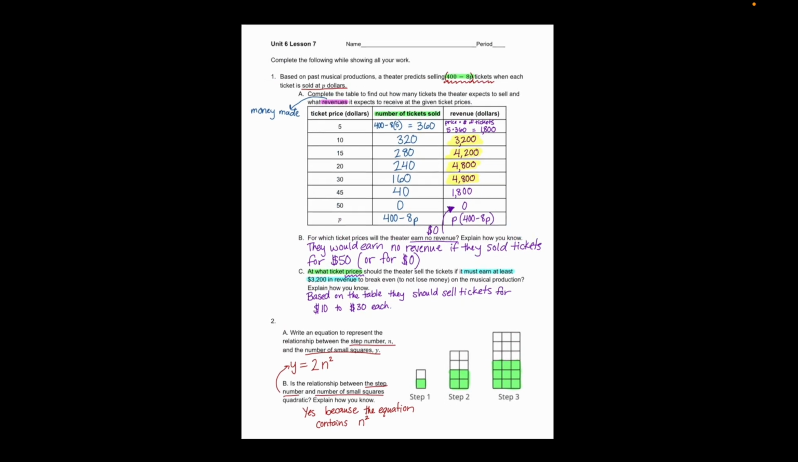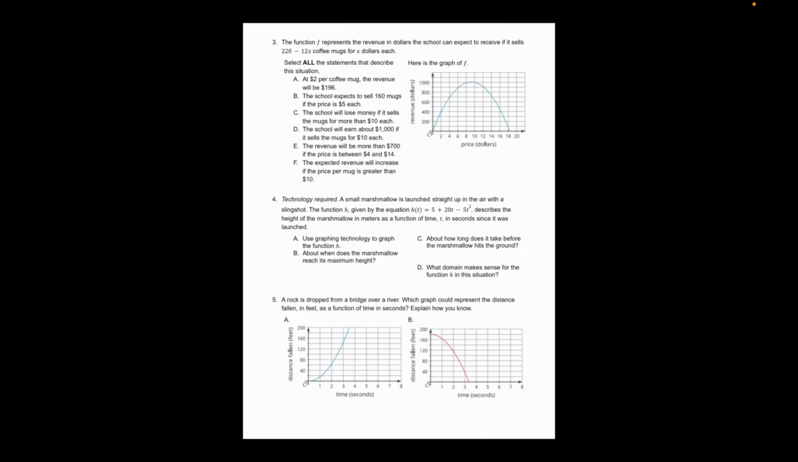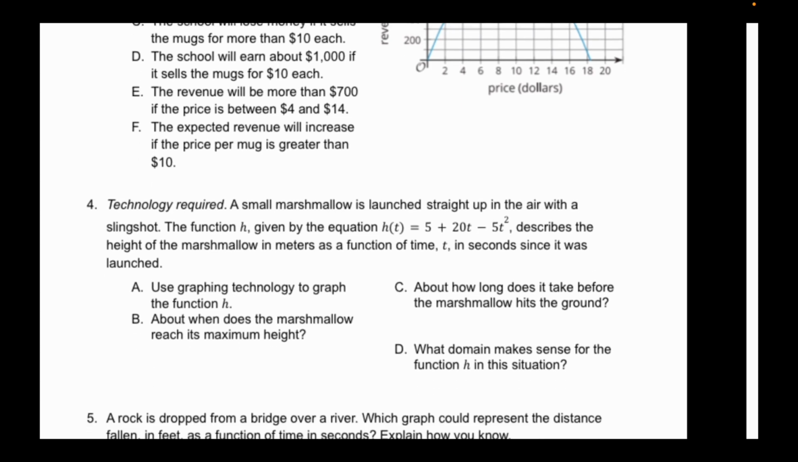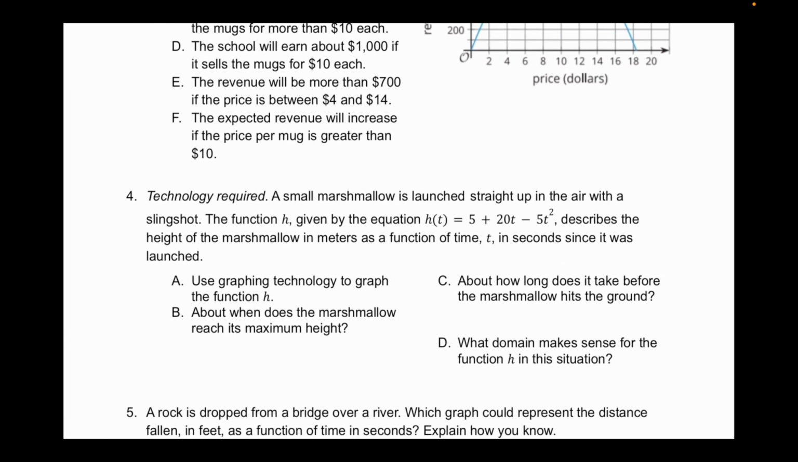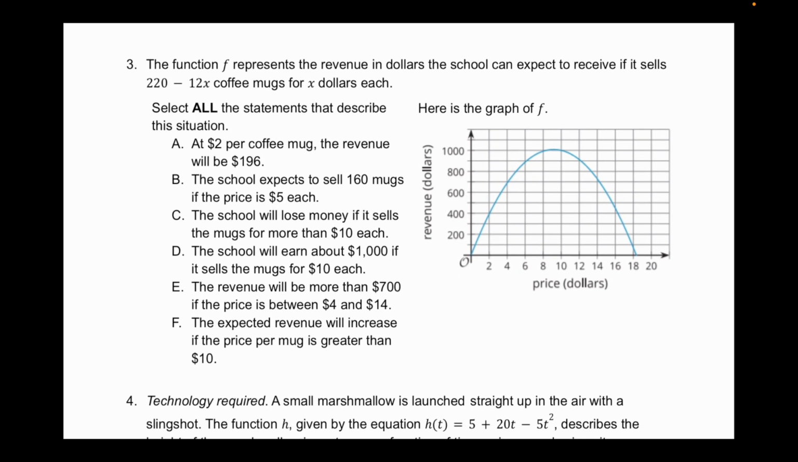So this homework assignment, again, is only 1 page front and back, so we're going to be on to the back side of this page. We have 3 questions here. For number 4, we will use graphing technology, so I will switch over to my graphing calculator and we'll look at that one. But first, let's look at question 3.